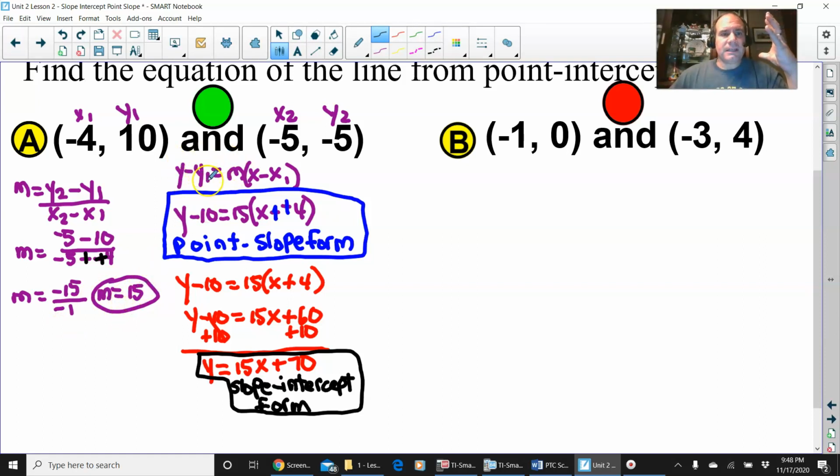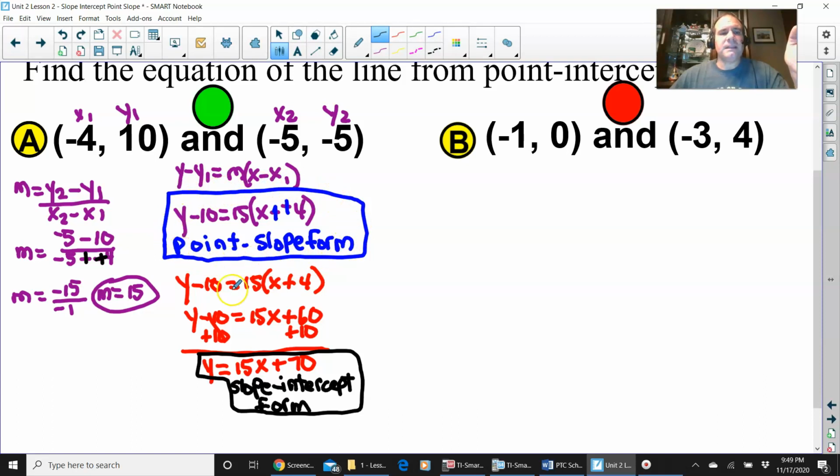Then I'm going to take the point slope formula, and I'm going to substitute my same x1 and y1 in. And when I do that, I have y minus y1. The y1 is 10, so I substitute the 10 in. My slope was 15. Then I have x minus a -4, and because this is my x1, and minus a negative is positive, I put that positive down. This is my point slope form.